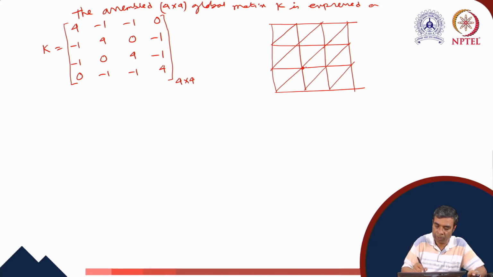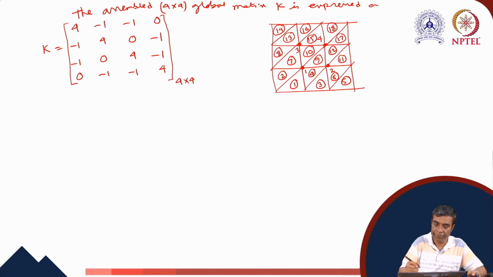So this is global equation number 1, global equation number 2, global equation number 3, and global equation number 4. Elements are 1, 2, 3, 4, 5, 6, 7, 8, 9, 10, 11, 12, 13, 14, 15, 16, 17, and 18.